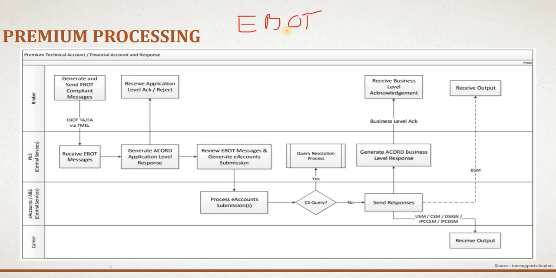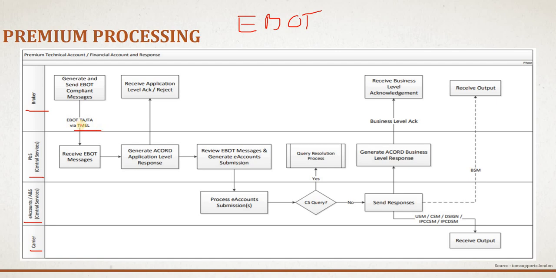So here if you can see how the Accord ebot message is bringing value to the overall business process. In this streamlined diagram, we have the parties involved: the broker, the PBS channel, which is currently managed by central services, the e-account and ANS, and the carrier. First the broker has to generate and send the ebot compliant messages via the TMEL, the message exchange limited.